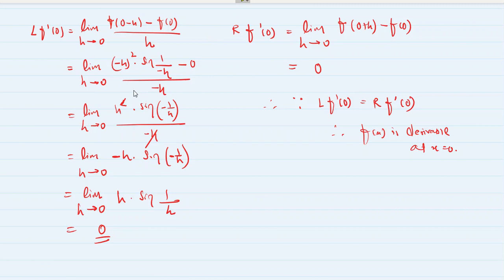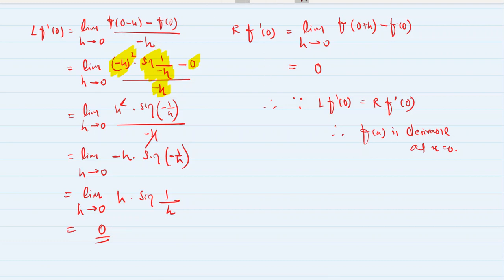So I first found the left hand differentiability, that is LF dash at 0, which was f of c minus h, and c was 0, so f of 0 minus h, which is f of minus h minus f of 0. So wherever there is x, I have to put minus h. So minus h the whole square multiplied by sine of 1 by minus h minus f of 0, that is 0, upon minus h. Right?